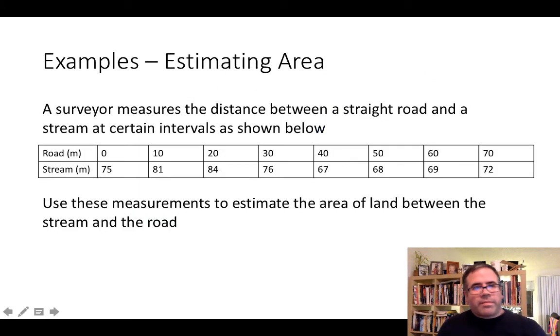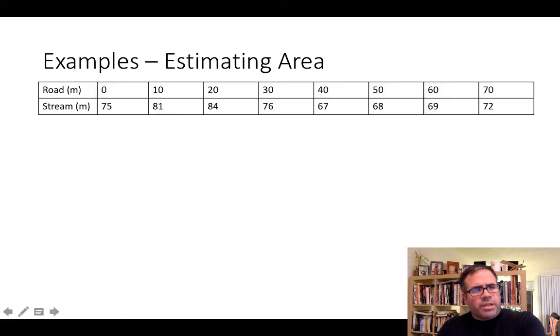Moving on. Now, I did mention area methods before. So this is using those methods to estimate an area. So we're going to have some words first. A surveyor measures the distance between a straight road and a stream at certain intervals as shown below. So we have road intervals, we have our stream. Use these measurements to estimate the area of land between the stream and the road. Okay, let's actually draw a picture for this.